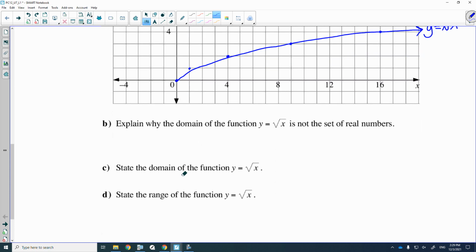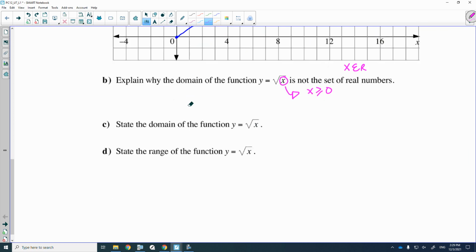It says for B, explain why the domain of this function is not the set of real numbers. Why is this graph's domain not going to be x belongs to the reals? And it has to do with the radicand. Remember that we can't take the square root of a negative number, so x must always be greater than or equal to 0. Okay? So the square root of a negative number is not defined, essentially.